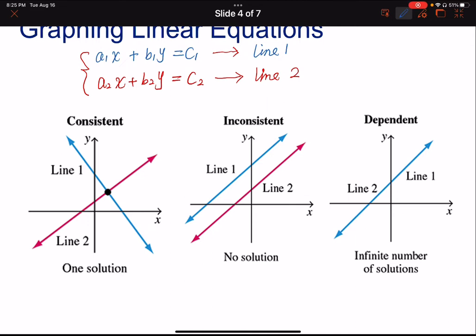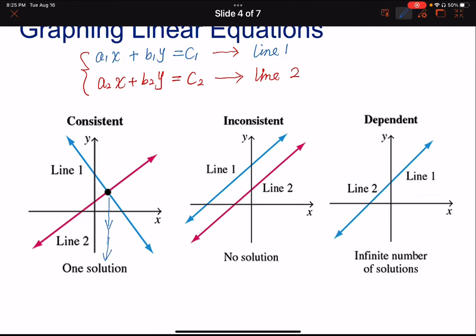Obviously, there are only 3 possible cases. Number 1, the 2 lines intersect at one point. In this case, the intersection point is the unique solution. When 2 lines intersect, there is a common point on both lines, meaning that the coordinates of the common point satisfy both equations. Therefore, it is the only solution to the linear system.